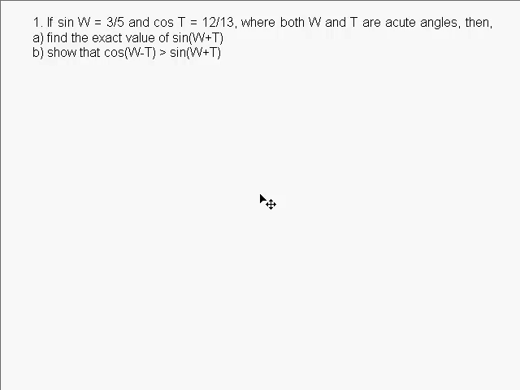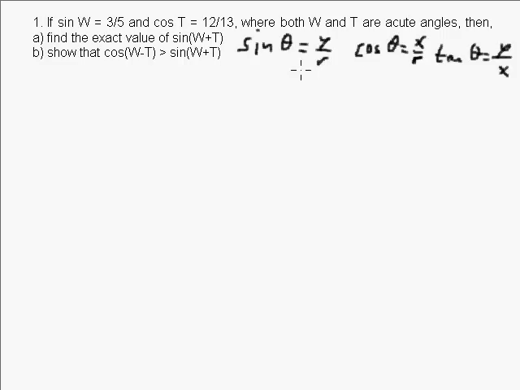Okay, so part 2. Part 1, I just quickly showed you. Why didn't I write this down? I'm going to pause it and write it down. Bam! Last video I showed you that sine theta is equal to y over r, cos theta is equal to x over r, tan theta is equal to y over x.